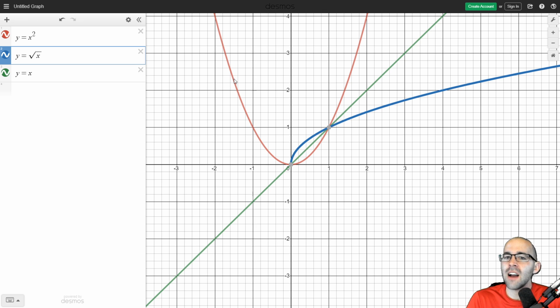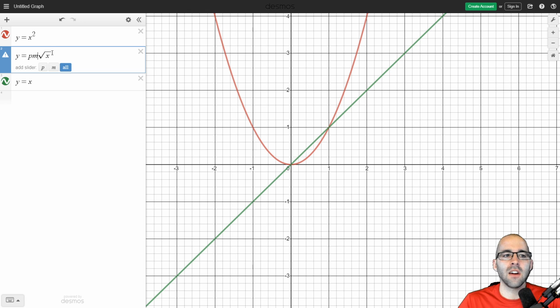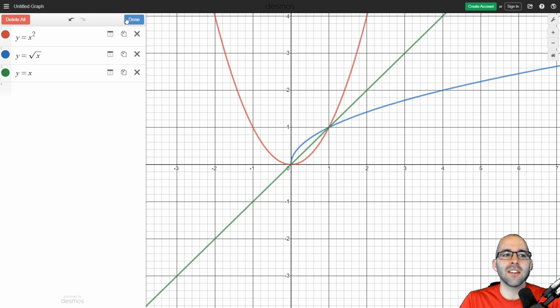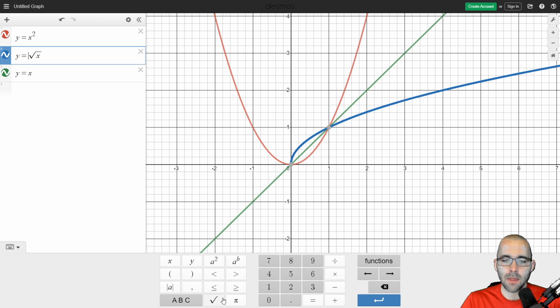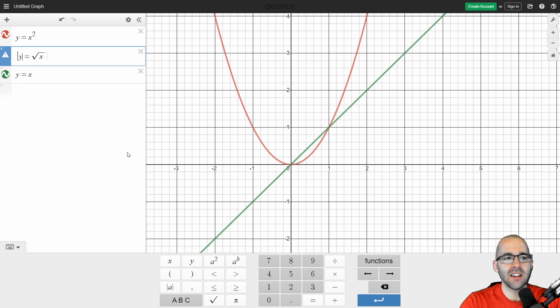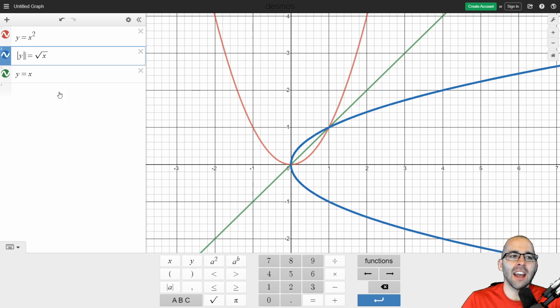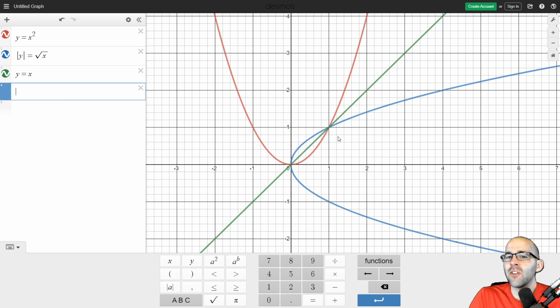The red graph does not have an inverse function. If we tried to give it an inverse function, it would look like something else. If we look at it graphically, this is a reflection. Now the blue is a reflection of the red.